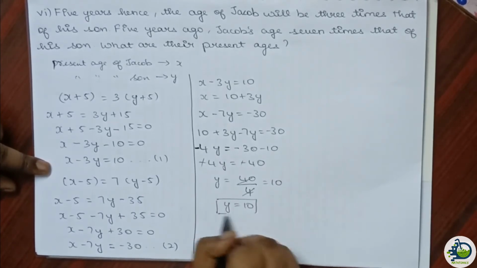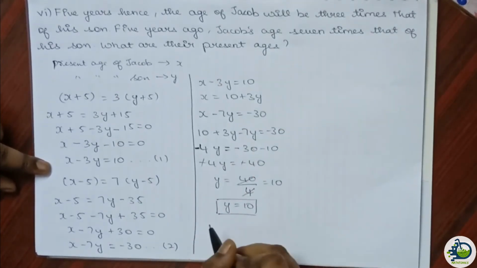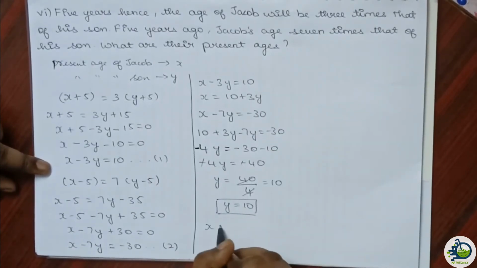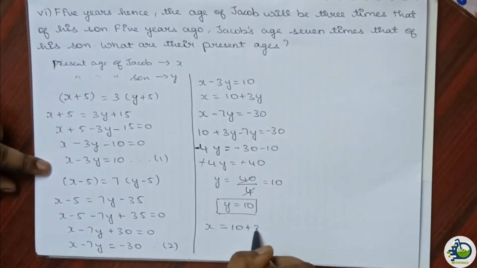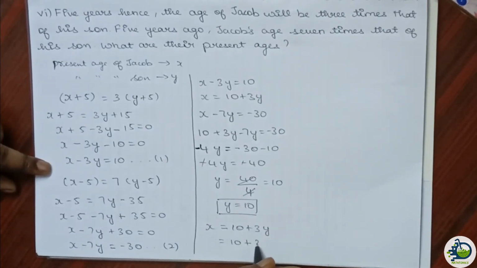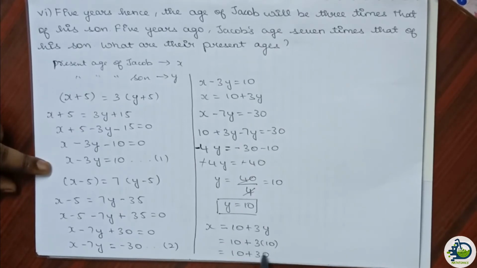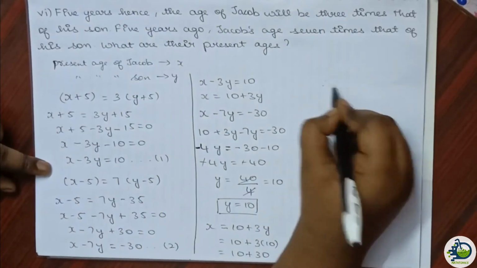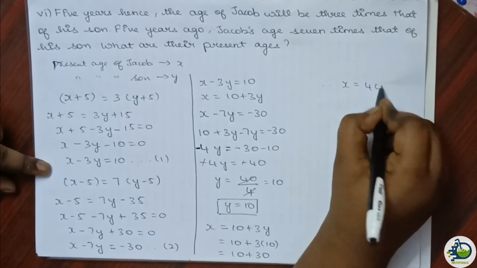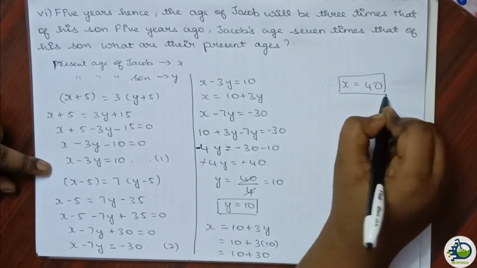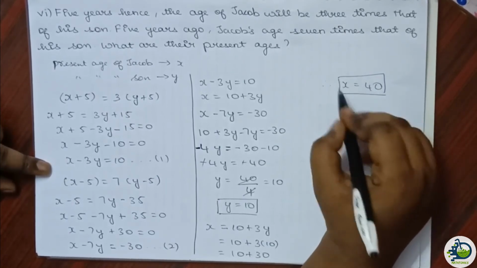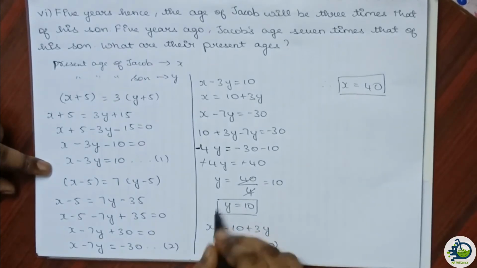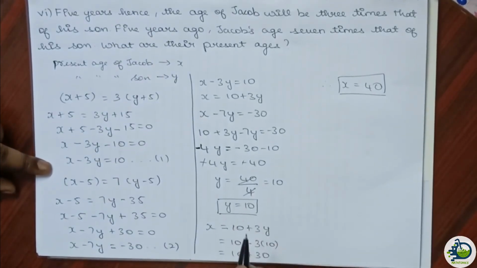I'm going to substitute this in the x. So x is equal to 10 plus 3y. Instead of y, I'm going to substitute 10. So 3 into 10 is 30, which gives 10 plus 30. Therefore x is equal to 40. Which means that the present age of Jacob is 40 and the present age of his son is 10 years.